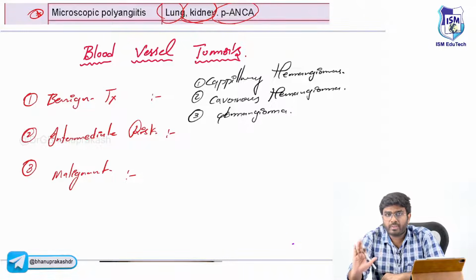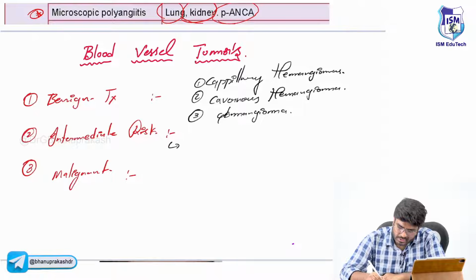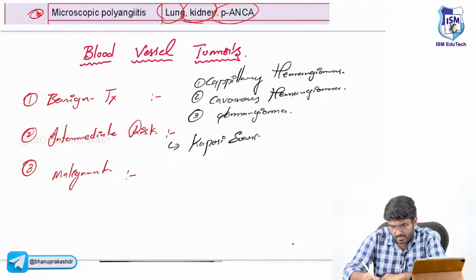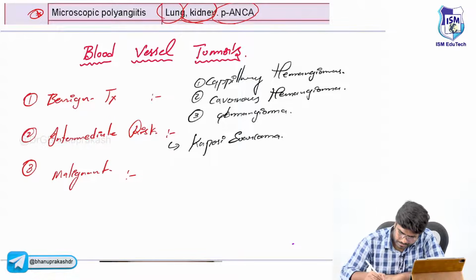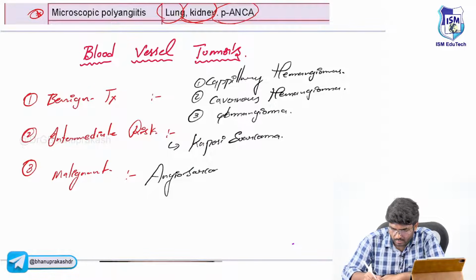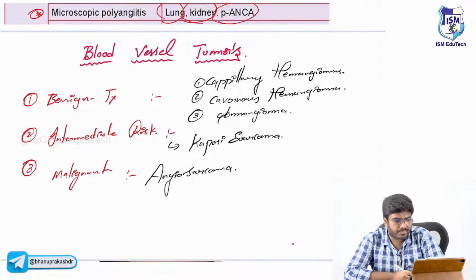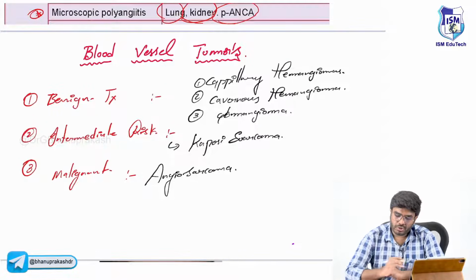Image based questions are very important. I will show you. The intermediate risk tumor is Kaposi sarcoma. And malignant means it's absolutely cancer. The cancer of blood vessel is called angiosarcoma. So these are the tumors which we have to study: capillary hemangioma, cavernous hemangioma, glomangioma, Kaposi sarcoma and angiosarcoma.